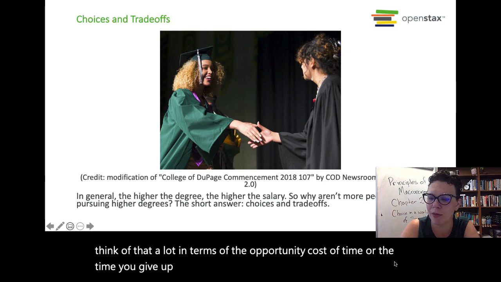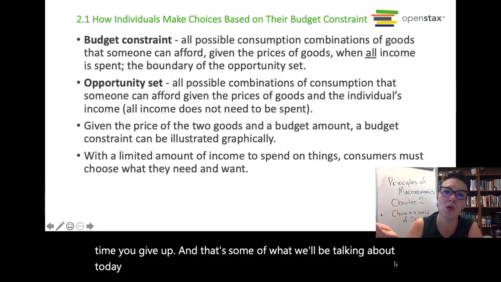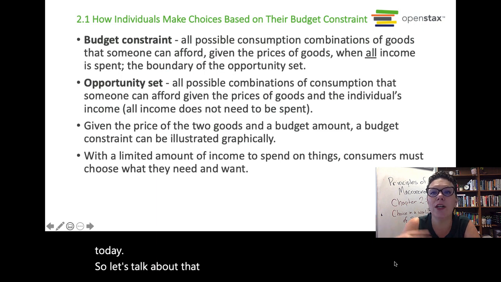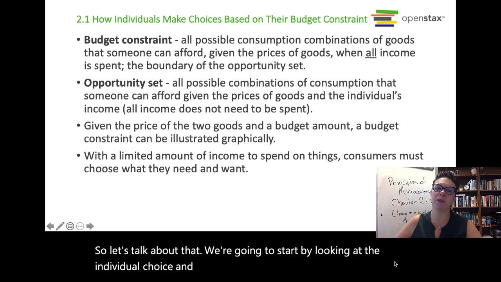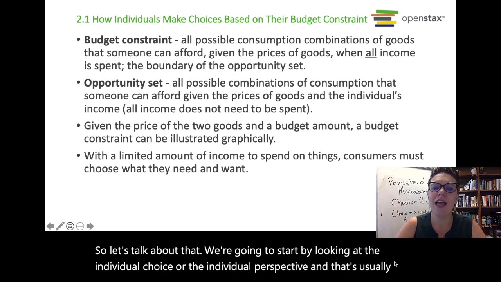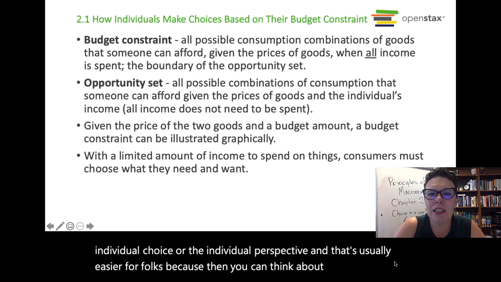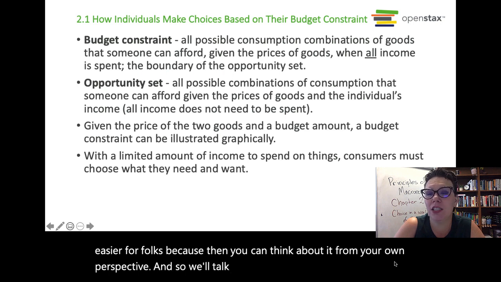And that's some of what we'll be talking about today. So let's talk about that. We're going to start by looking at the individual choice or the individual perspective, and that's usually easier for folks because then you can think about it from your own perspective. And so we'll talk about the budget constraint first.